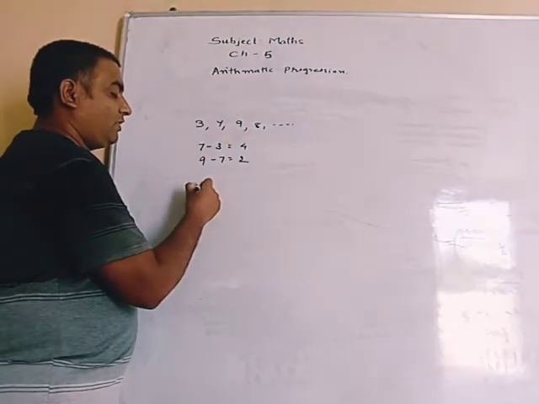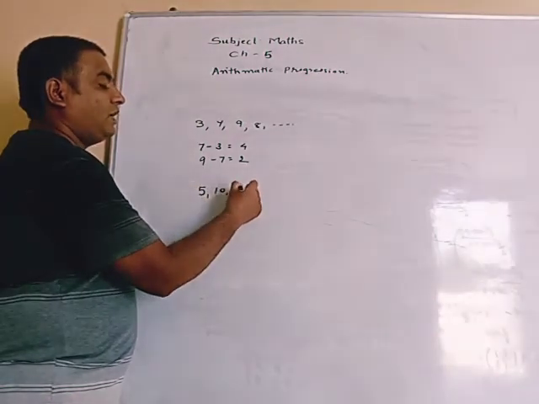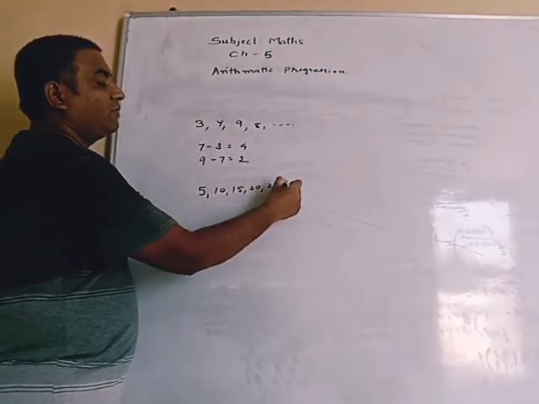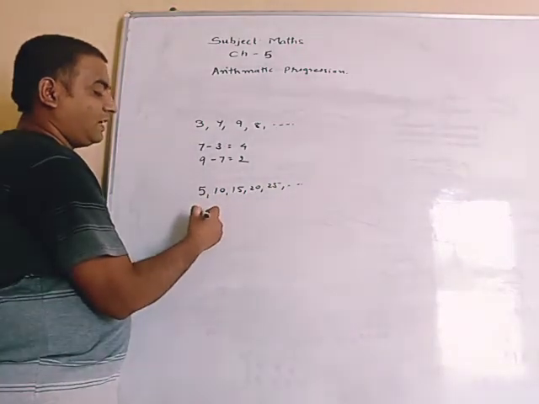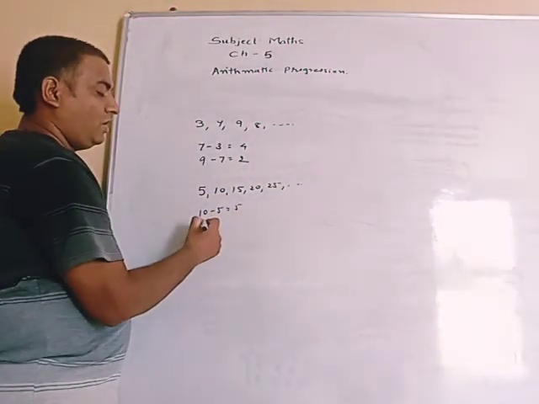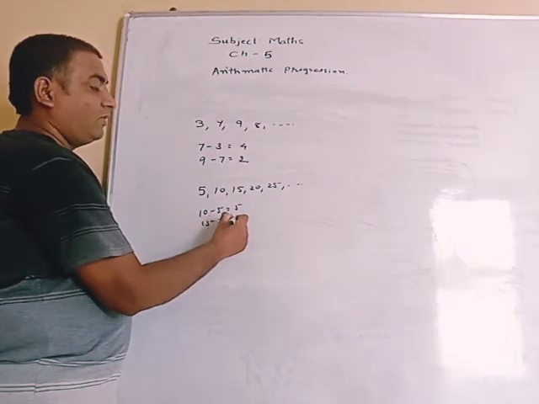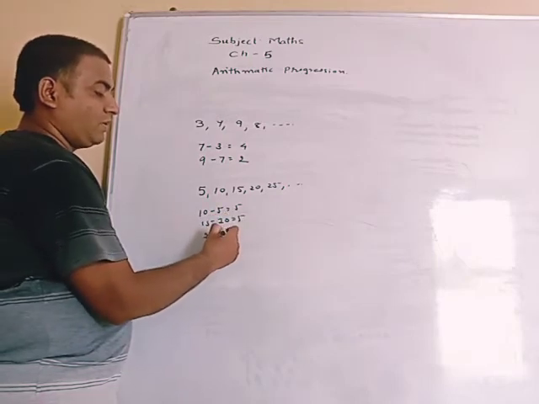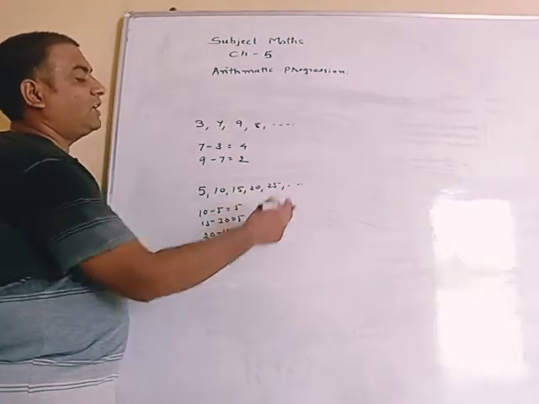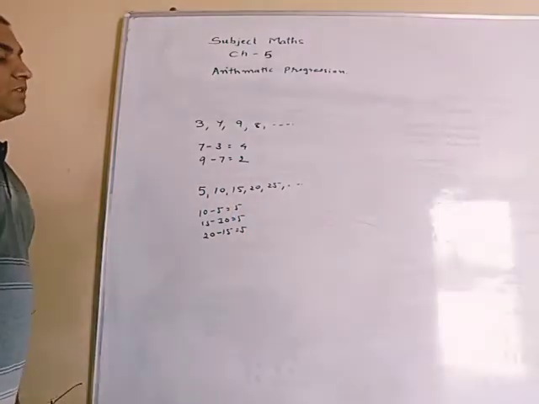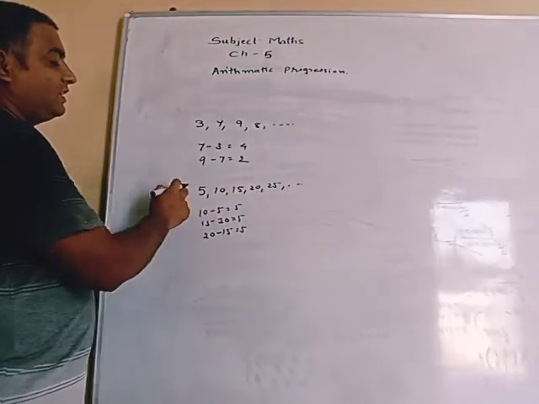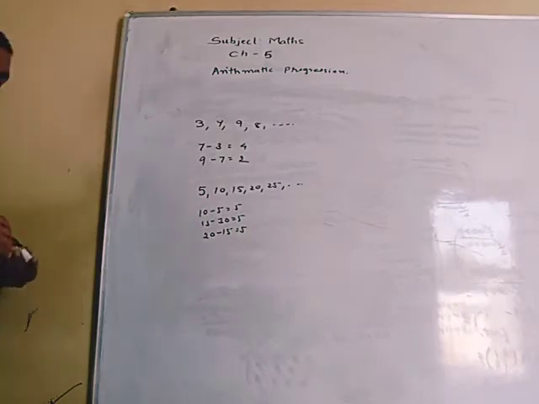But suppose it is 5, 10, 15, 20, 25. So we can see that 10 minus 5 is 5, 15 minus 10 is 5, 20 minus 15 is 5. So each term's difference is equal, and so we can say that this is an AP.